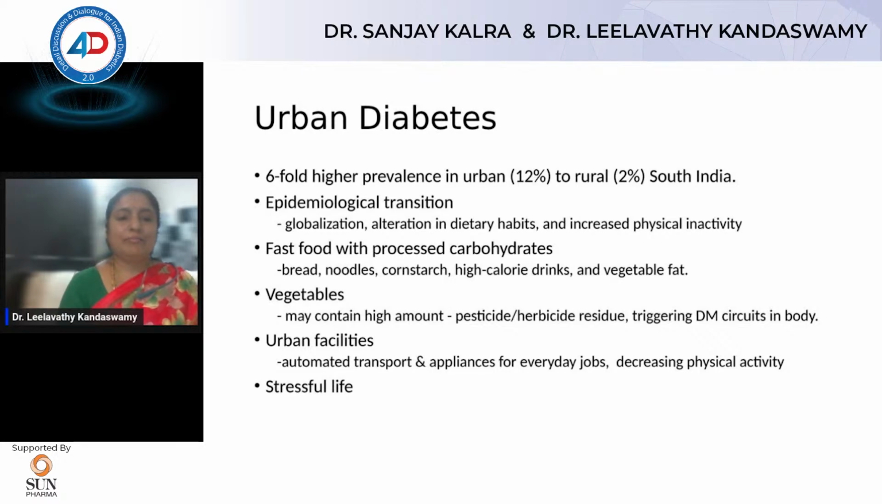And for comfort, we are using a lot of transport, and every day in our life, we are using appliances for day-to-day activities, which decreases our physical activity. And managing work-life balance becomes stressful for managing the time. All these factors can increase the diabetes incidence and prevalence.